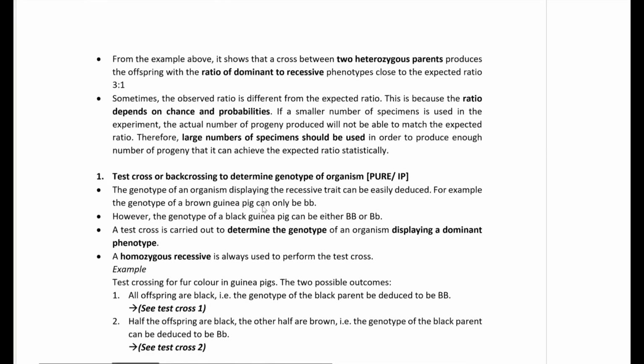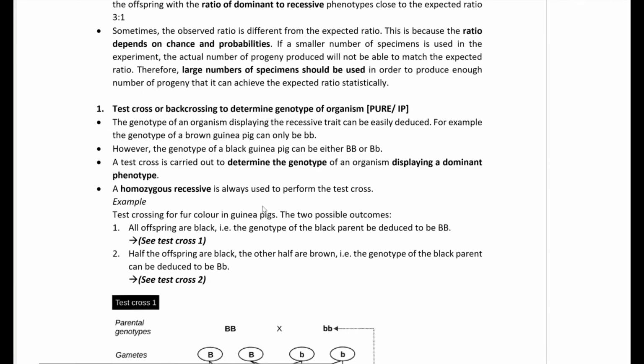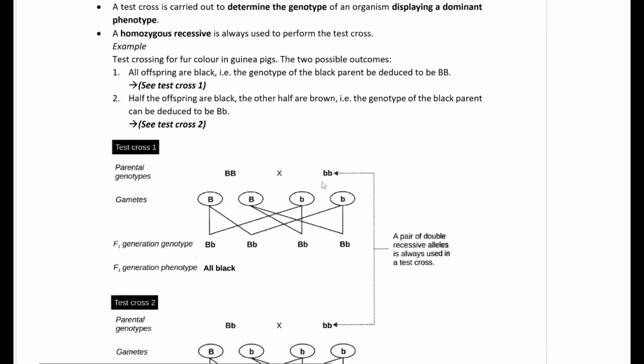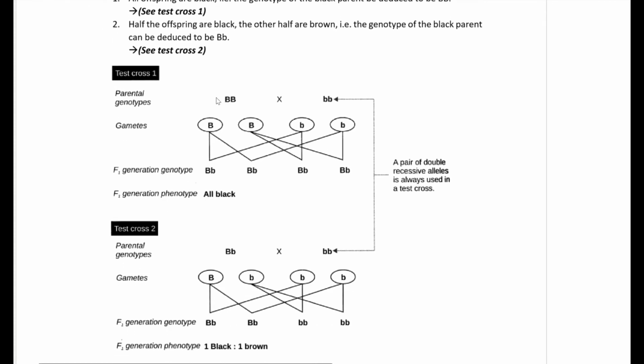So let's say I have a brown mouse, or a black mouse. In this case, I have a black guinea pig, black being the dominant color. I don't know whether this black guinea pig is homozygous dominant or heterozygous dominant. So how do I determine it? I backcross it. That means I mate it with a recessive, usually a white or brown colored mouse.